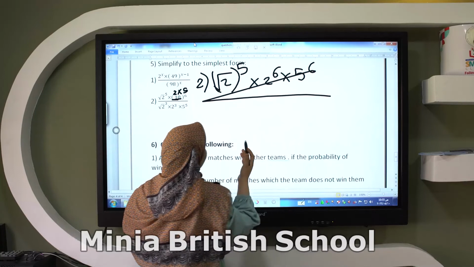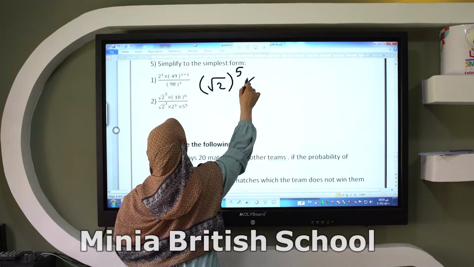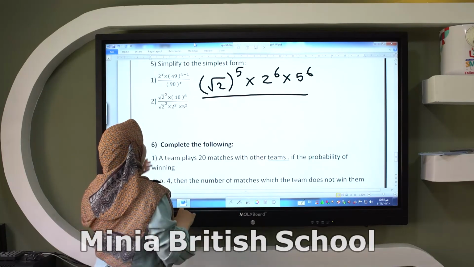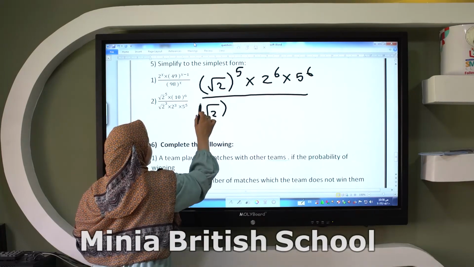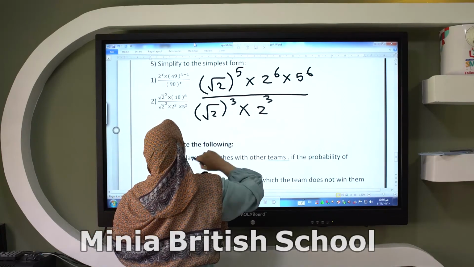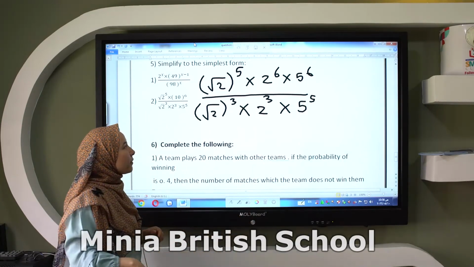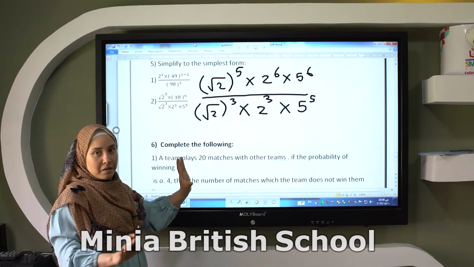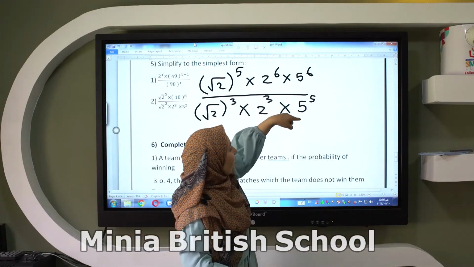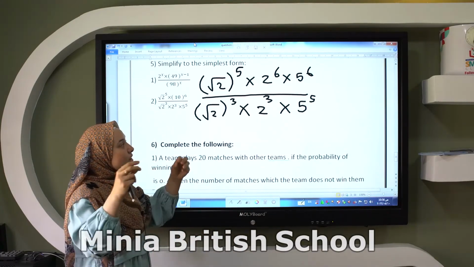root 2 raised to power 5 times 2 power 6 times 5 power 6, divided by root 2 raised to power 3 times 2 power 3 times 5 power 5, okay? Root 2, the same base; 2, the same base; 5, the same base. So I only subtract the power.